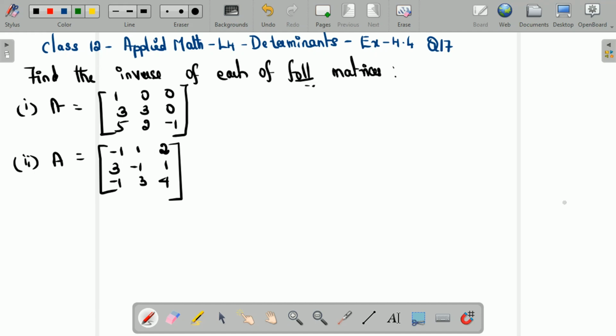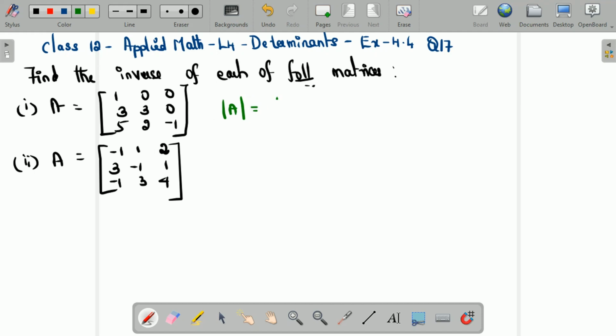In this video, let's find the solution for the 17th question in exercise 4.4. Find the inverse of each of the following matrices. There are two matrices. Let's start with the first subdivision. The first step in calculating the inverse is finding the determinant of this particular matrix.